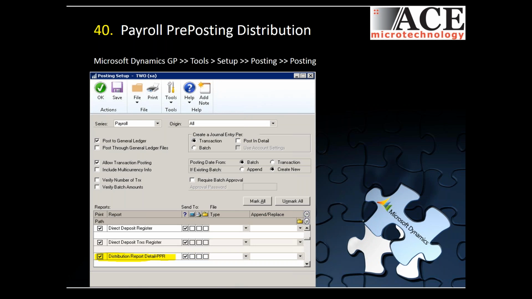There's also a payroll pre-posting distribution. It's a little bit of a misnomer, but in terms of how it's describing, it's really not about distributions from a GL perspective. It's really all about payroll taxes and the taxable wages. So the key thing is that in your posting setup for payroll, this box has to be marked, and by default it is not. So you're probably going to have to go back in there and mark that.